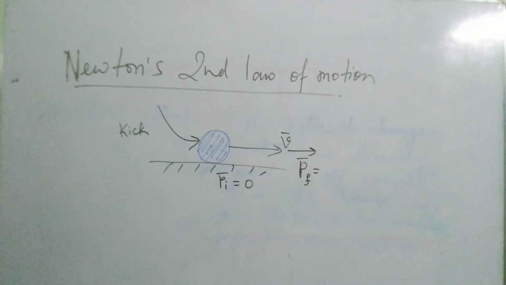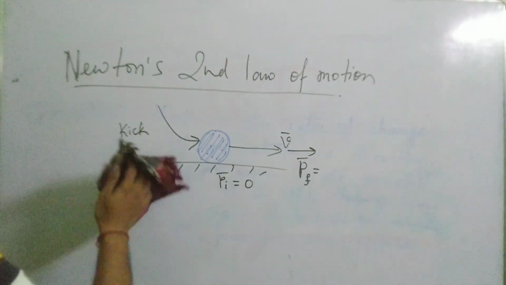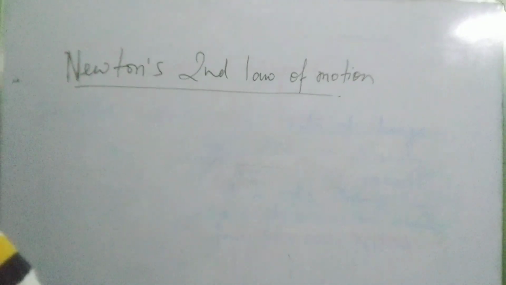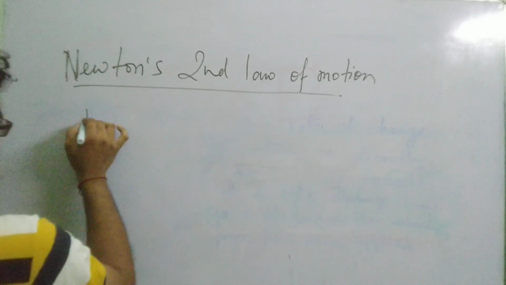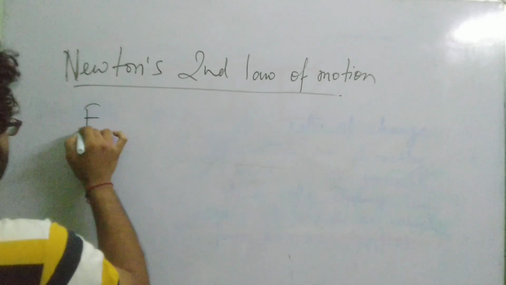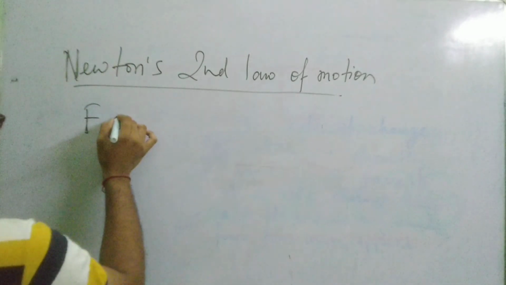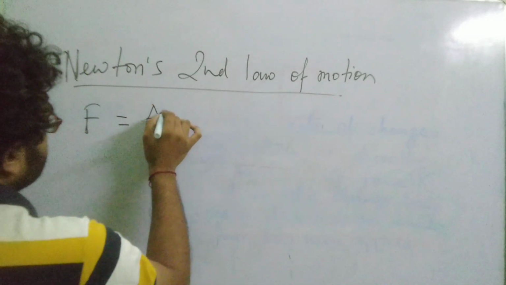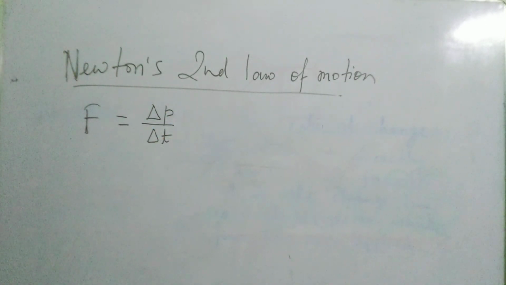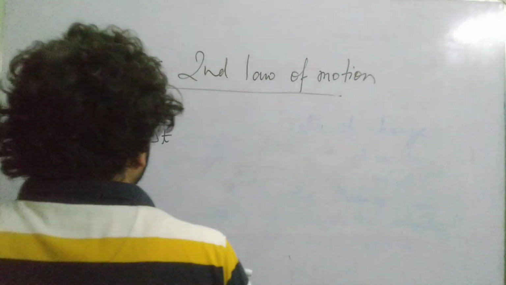Now coming to the mathematical expression. Mathematically we can say that the force applied is proportional, and it has been experimentally found that the constant of proportionality is 1. So we can directly write that F is equal to the rate of change of momentum, so delta P by delta T. Again, these notations have been explained in the previous class. If you have not watched the previous video, please do watch it to understand this topic. So F is equal to delta P by delta T.